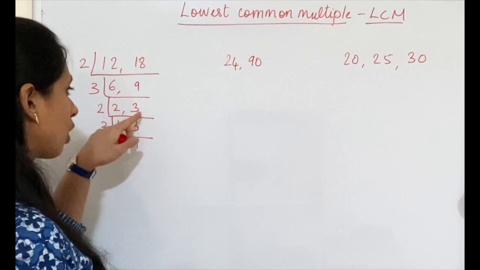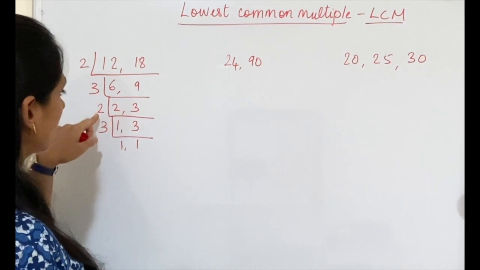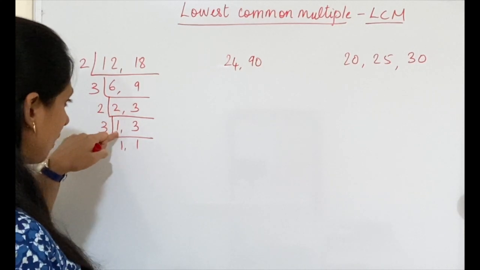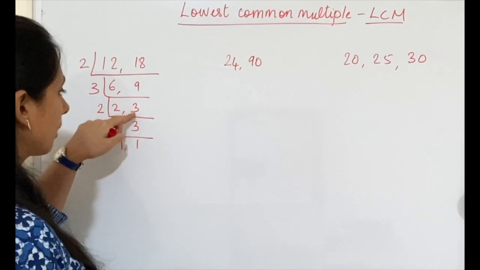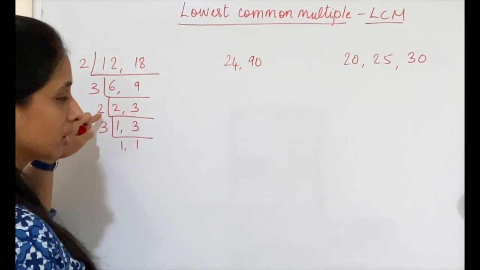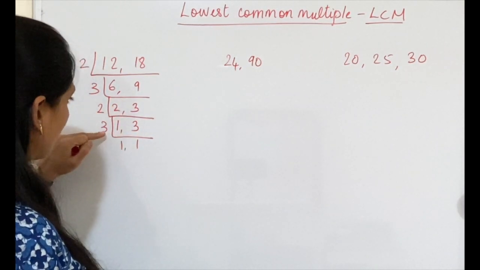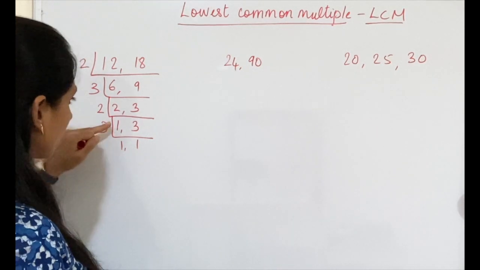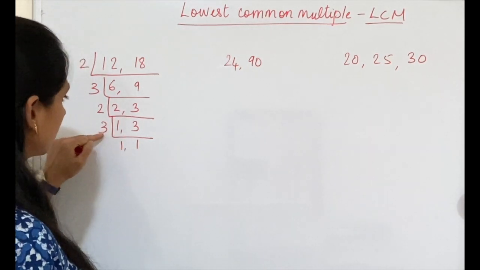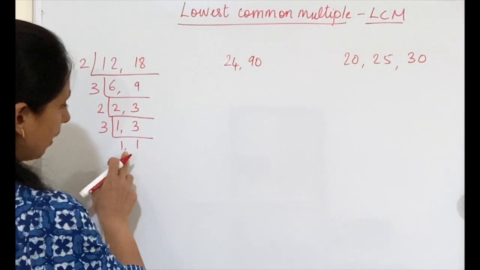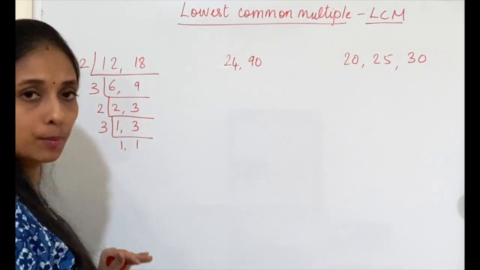This 2 is not common for both. So what I have done, I will write 2 here. I will divide 2 by 2, I will write 1. 3 I cannot divide by 2. It is not divisible, right? So 3 as it is I will write. The next time I will write 3 here. 1 as it is I will write. 3 I will divide by 3, I will write 1. So till I have 1 here, I will keep dividing.